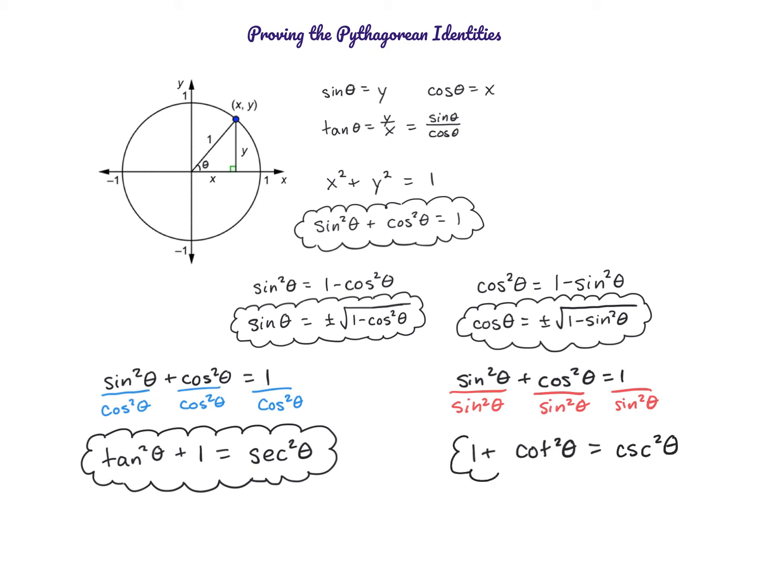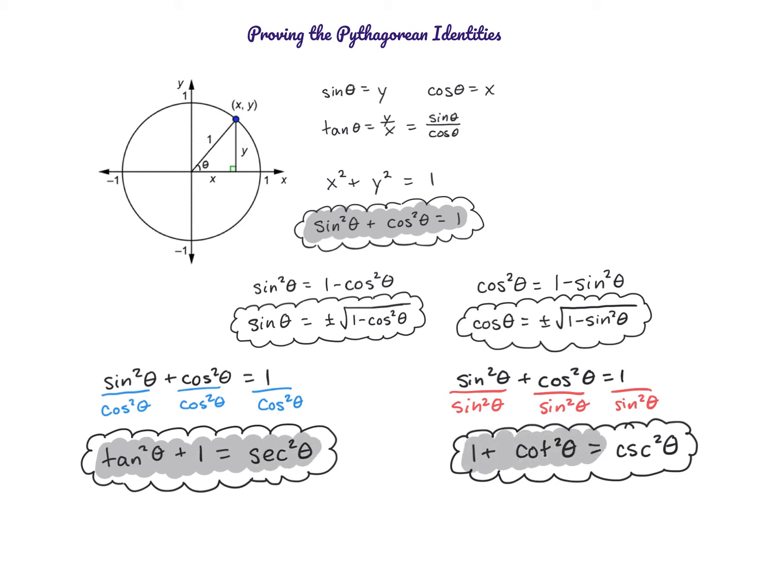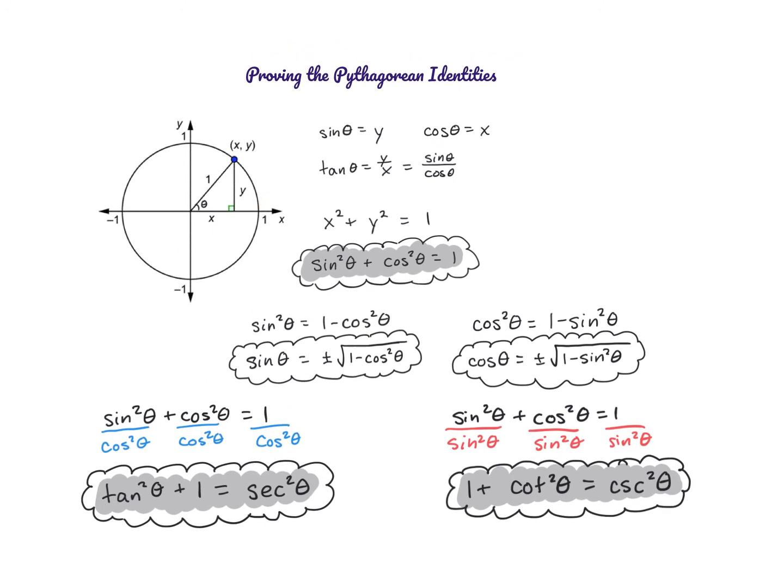So this is our third Pythagorean identity. And again, it's common to see different forms of this identity, like cotangent squared equals cosecant squared minus 1, just like we saw with our other two identities. So I'm going to highlight these. So these are, again, our 3 Pythagorean identities, and we can derive them using the Pythagorean theorem and a basic unit circle.